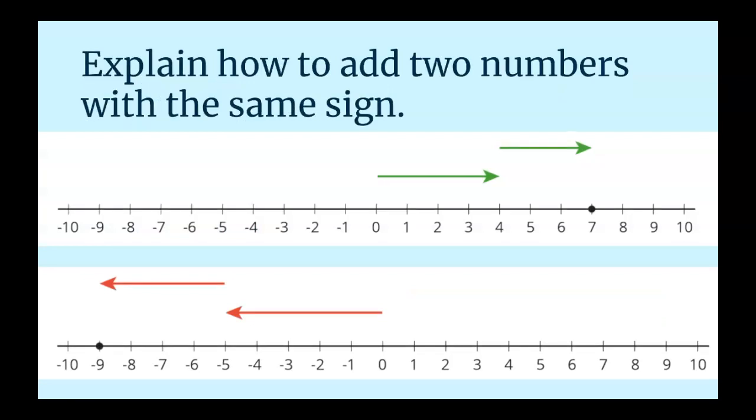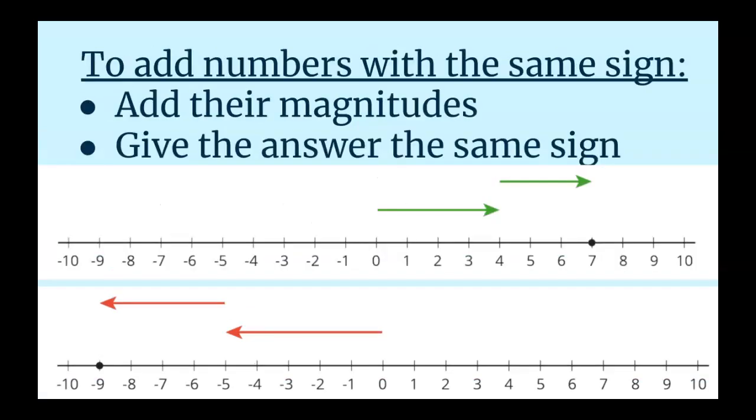We'll take a look at these diagrams below and see if you can explain how to add two numbers that have the same sign. For the same sign, they're either both positive or both negative. All right, when we're trying to add numbers with the same signs, we can add their magnitudes because they're pointing in the same direction, and then you can give the answer the same sign.